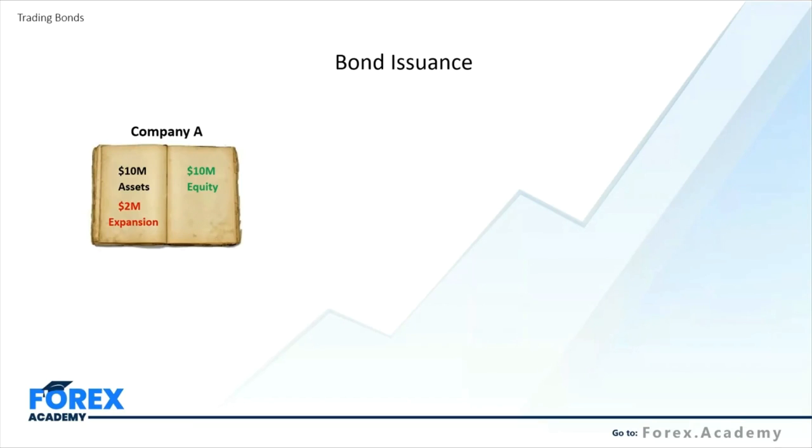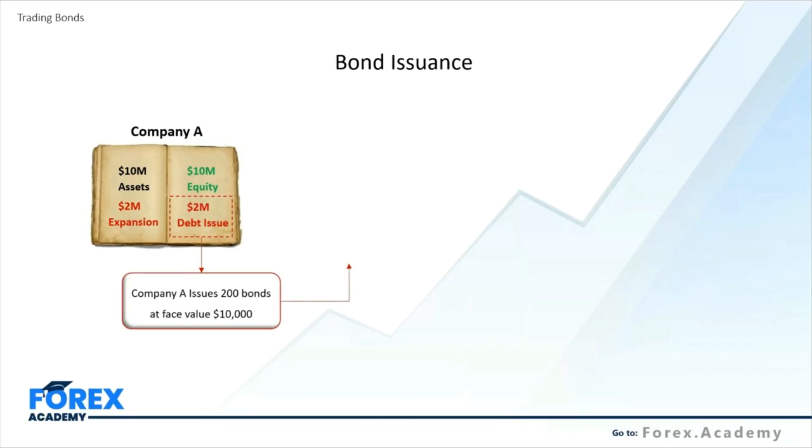Another way that they can do it is, of course, through bond issuance. So let's debate what this may look like. They choose or opt for a $2 million expansion with a debt issue. So they go into the bond markets. Company A issues 200 bonds at a face value of $10,000.